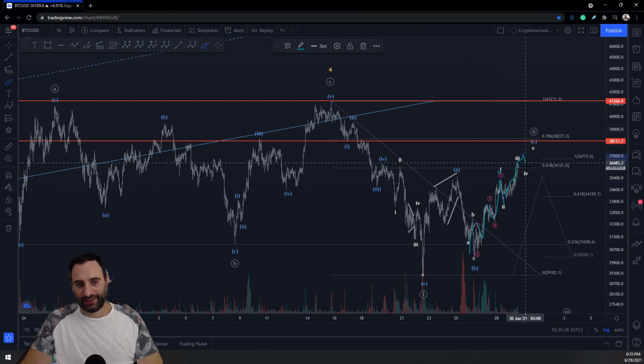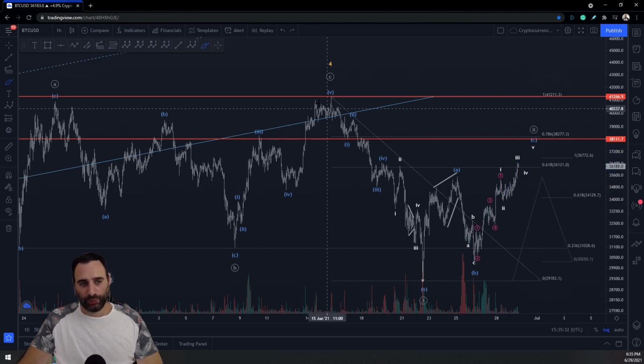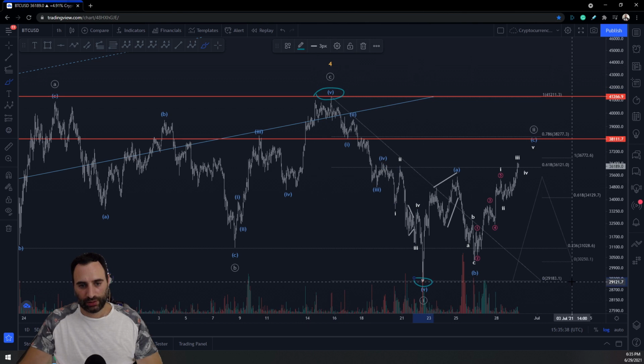I'm expecting 3 to end a bit higher, then we're going to get 4, and then 5. Now, if we pull the Fibonacci retracement from 4 down to wave 1 at 29,183, we go past the 61.8 Fibonacci retracement of this move to the downside, which suggests this is really a false break. We might get 4 and 5 and then continue moving lower, or we might move a little bit higher and then get wave 4 and then wave 5 to the 38,111 or near that level.